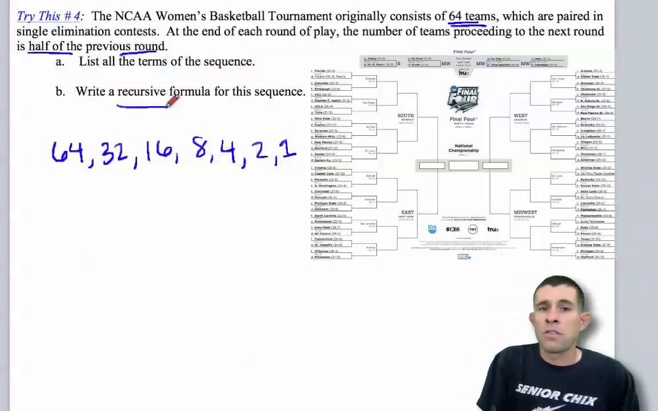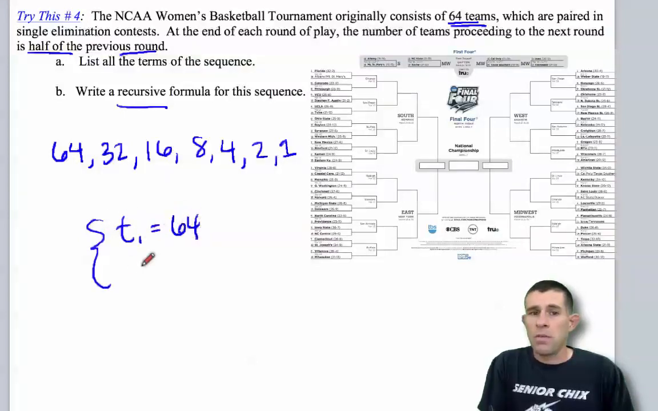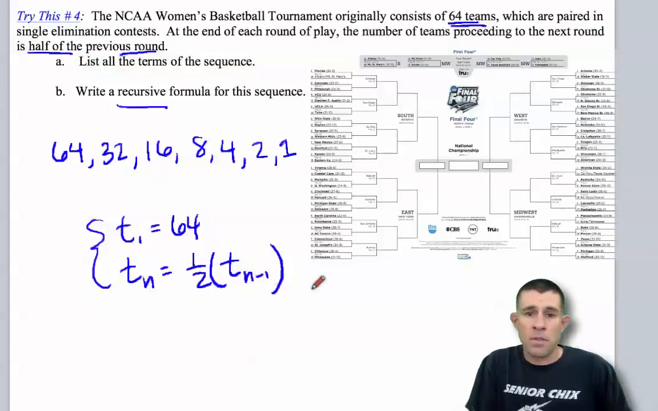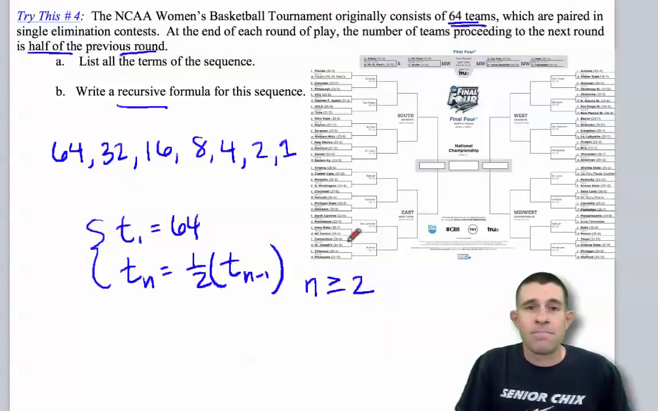So what's a recursive formula that generates this sequence? We'll start off by saying t sub 1 equals 64, and then t sub n is equal to 1/2 times t sub n minus 1, our previous term. And again, this is where n is going to be greater than or equal to 2. There you go.